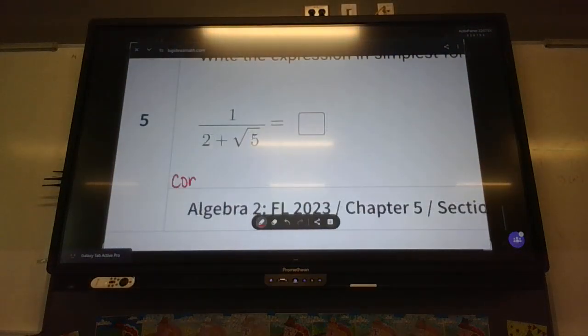The conjugate is the same exact expression with the opposite sign before the radical or before the imaginary. We did this with imaginary numbers. So we're going to multiply the top and bottom by 2 minus the square root of 5. And when we did this before, we had to distribute and FOIL.